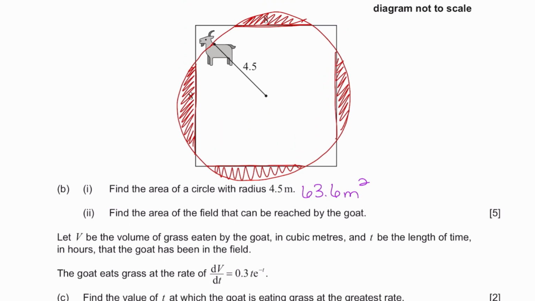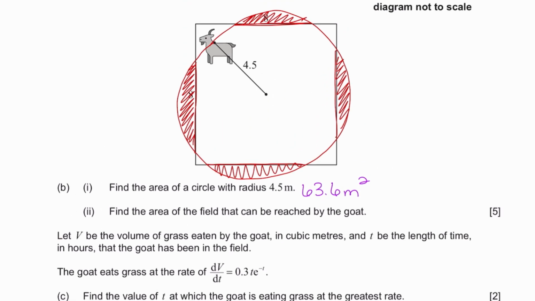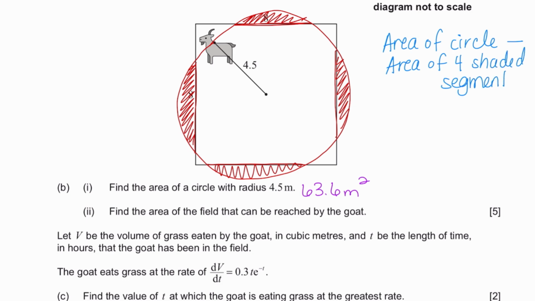So right now, when you're trying to figure out the area of the field that can be reached by the goat, you're supposed to find the area of the entire circle, and you're going to subtract the area of those 4 shaded segments. And yes, this was one of the hardest problems that year that the students had because they could not connect the 2 pieces together.